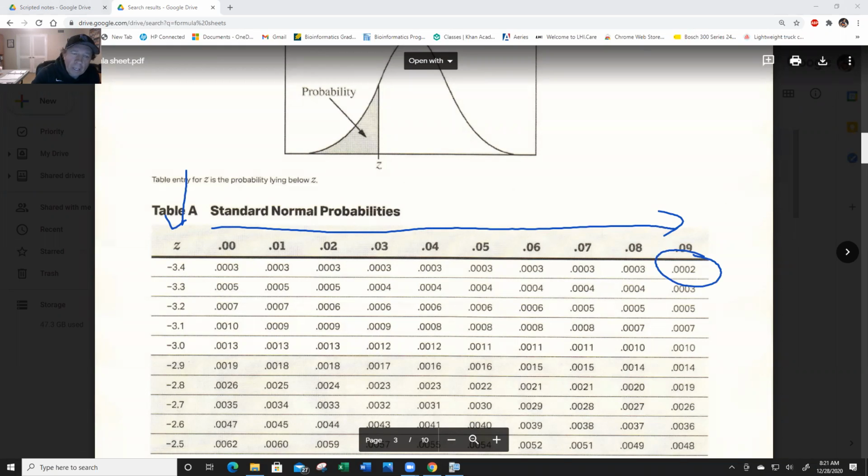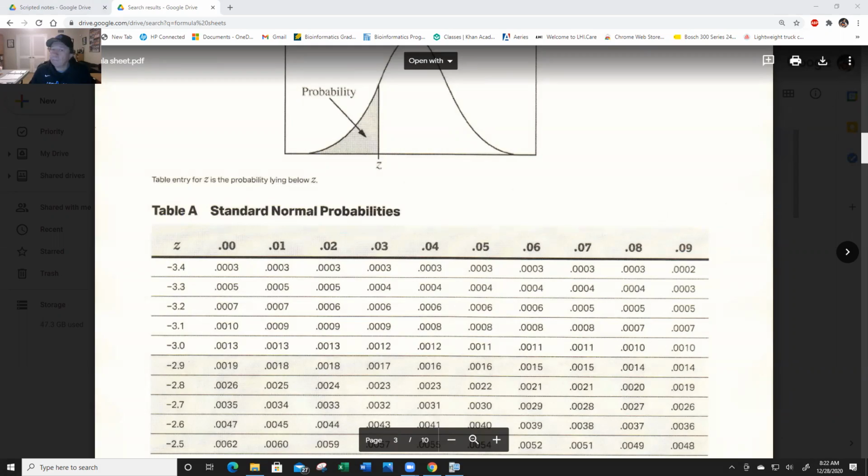And I'll mark it on here. Negative 3.9 is way down here, and there's only 0.02%, or the proportion 0.002, below that point. So you're almost at the very end of the curve. Okay, so negative 3.4. Now on the other end, the table will go to, let me slide down here.